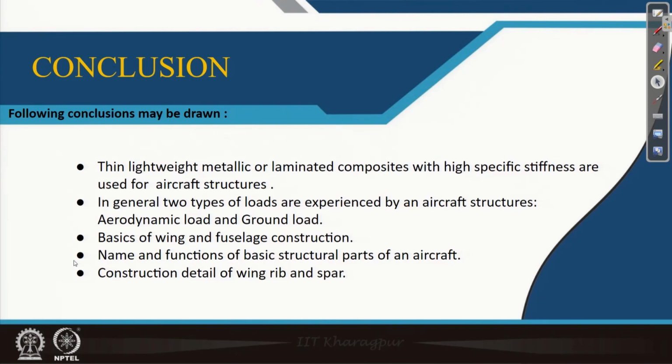So, at the end we conclude that thin, lightweight, metallic or laminated composites with high specific stiffness are used for aircraft structures. In general, 2 types of loads are experienced by an aircraft structure: aerodynamic load and ground load. Basics of wing and fuselage constructions we have seen, which is common for all types of aircraft. Name and functions of basic structural parts of an aircraft we have seen. Construction details of wing rib and spar we have seen.